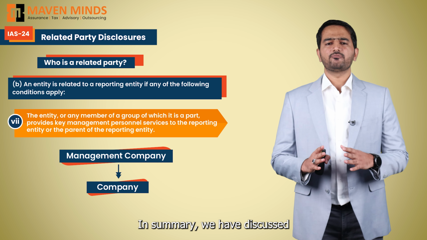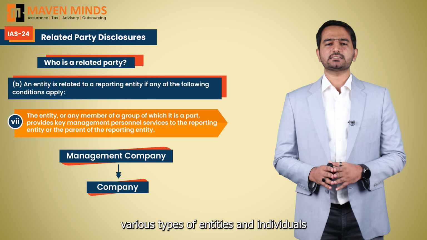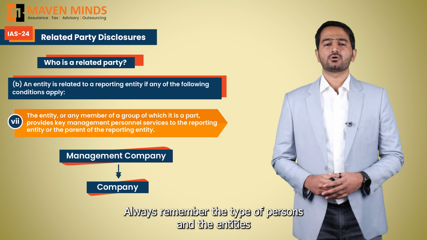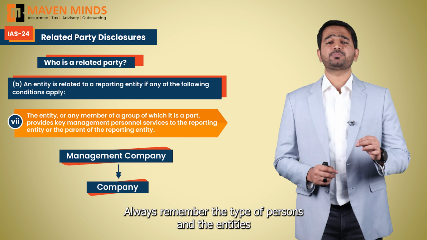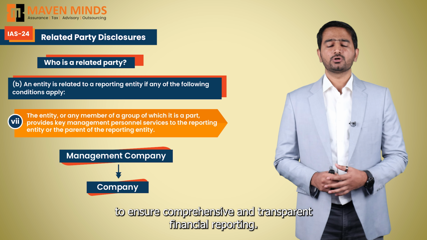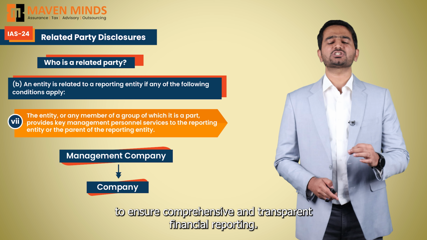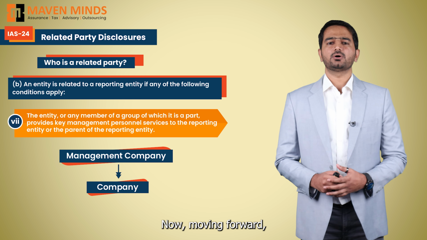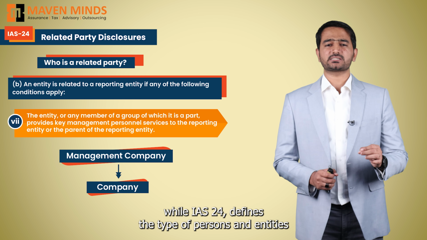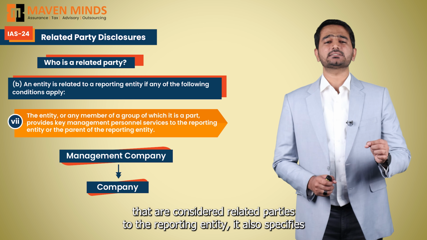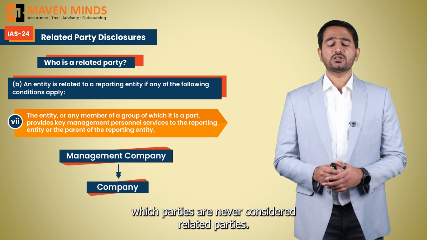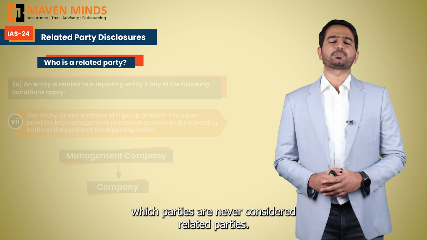In summary, we have discussed various types of entities and individuals that form part of the related party definition. Always remember the types of persons and entities that can become related parties to your entity to ensure comprehensive and transparent financial reporting. Now, moving forward, while IAS 24 defines the types of persons and entities that are considered related parties to the reporting entity, it also specifies which parties are never considered related parties.